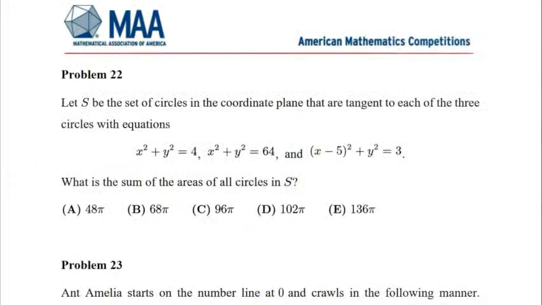AMC 10B 2022, problem number 22. Let S be the set of circles in the coordinate plane that are tangent to each of the 3 circles with equations x squared plus y squared equal to 4, x squared plus y squared equal to 64, and (x minus 5) squared plus y squared equal to 3. What is the sum of the areas of all circles in S?